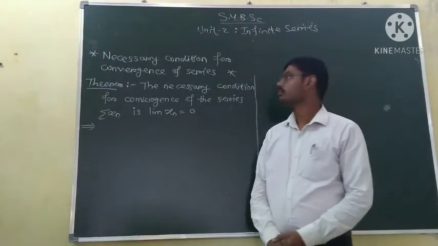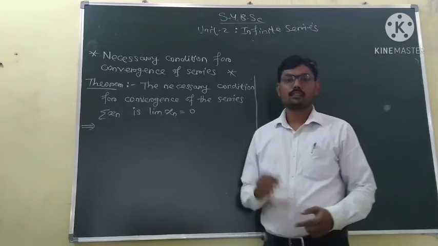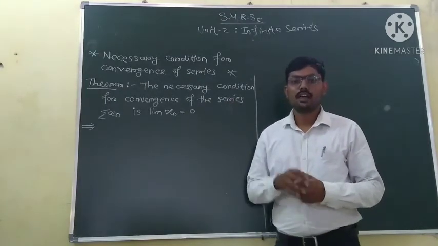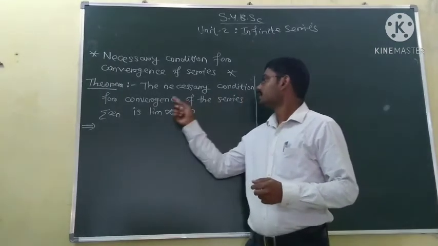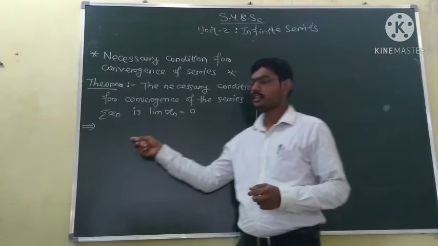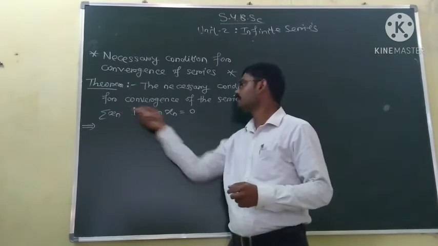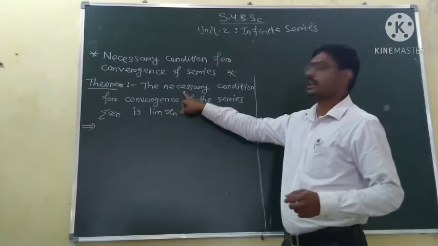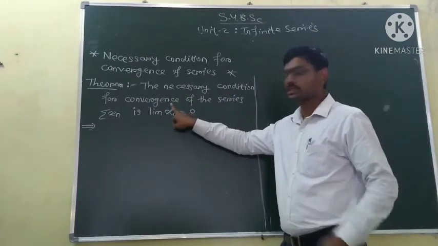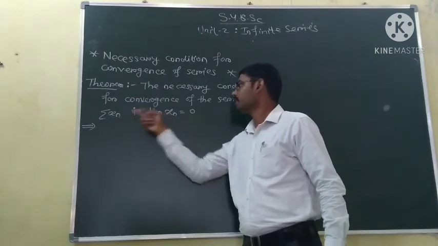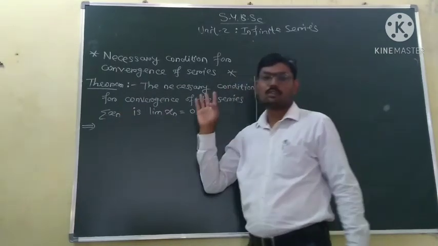Now we will see the necessary condition for the convergence of the series. The condition is, if the series xn is convergent, then the limit of the nth term of the series is equal to 0. This is the theorem which says the necessary condition for the convergence of the series xn is that the limit of the nth term of the series is equal to 0.